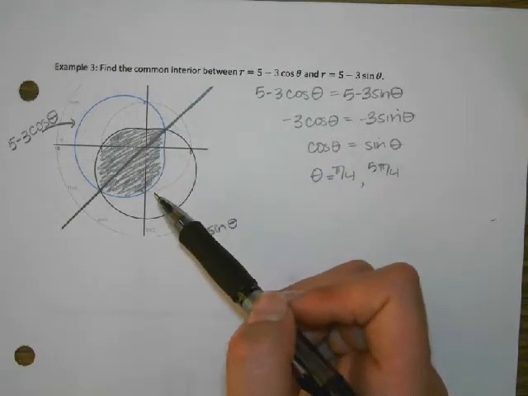But these aren't cardioids, right? What are these? Limacons. Lima beans. They're lima beans.